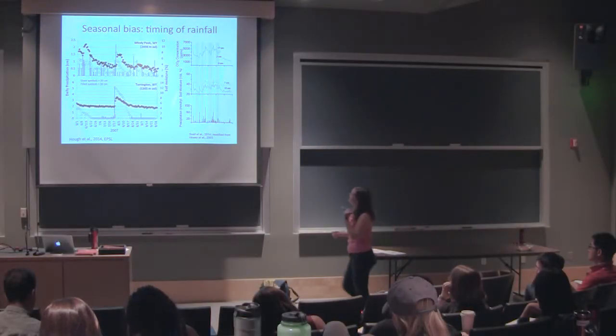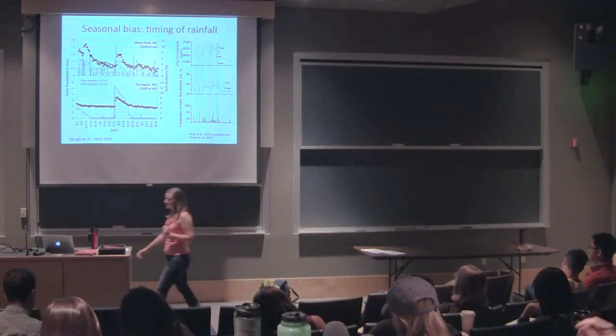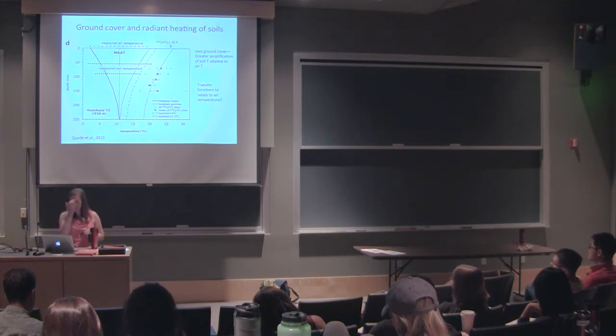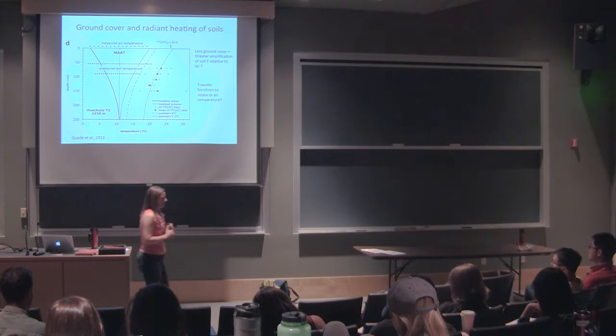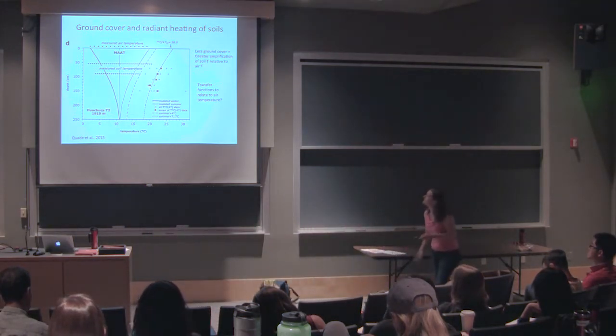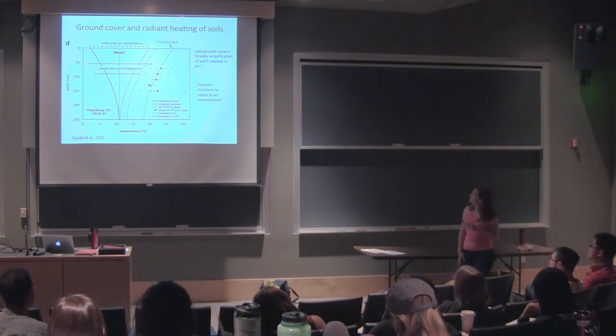So this timing of rainfall, both on a seasonal time scale and a shorter time scale, is probably going to matter. Other features that are going to matter a lot for thinking about what temperatures you might get out of a system, and things to pay attention to, are things like ground cover and radiant heating of soil.